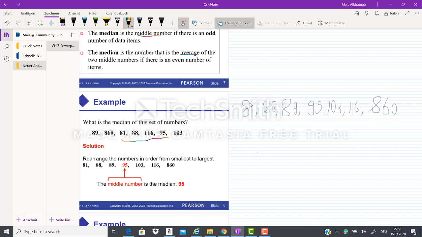Now I search for the middle number, so I delete this number with this, okay. One number from the left with another number from the right. So I will get the number here, which is the middle, and this number will be the median.